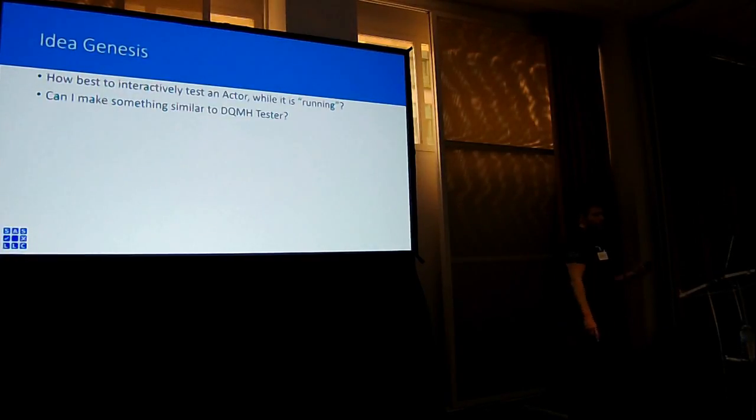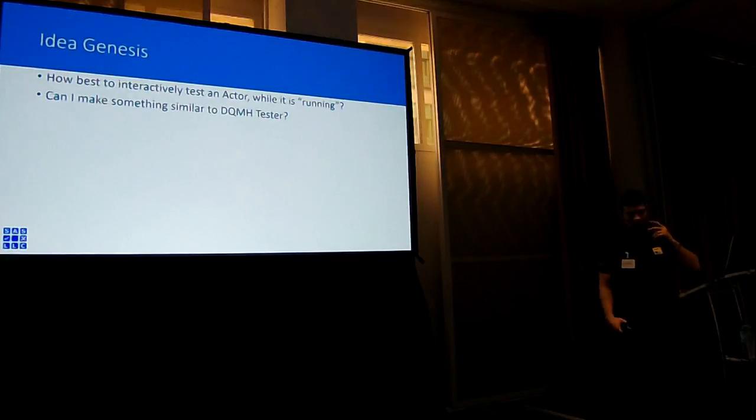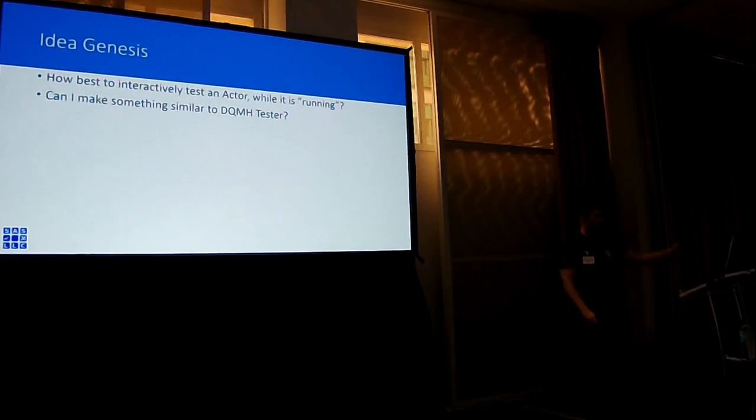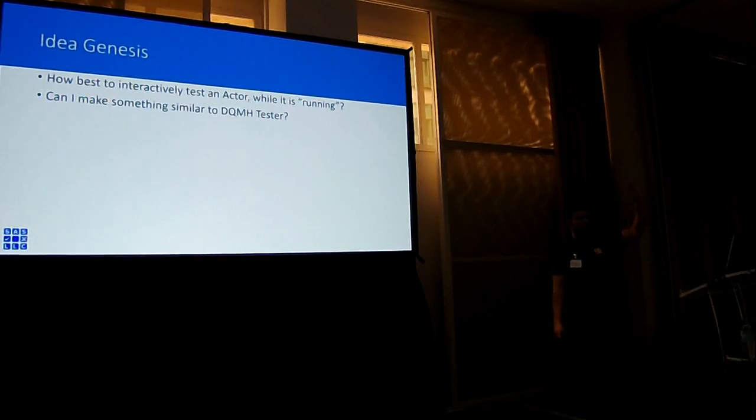And so how best to do this while it's running? So your actors are running, and you want to send it some messages and see what it does and make sure it returns whatever you expect back. And about that time, I ran into the DQMH, and I saw their tester, and I said, wow, this is really great. I want to do something like this. I was working on a project, and I started scripting them all by hand. I started writing them out and creating a tester for my actor.